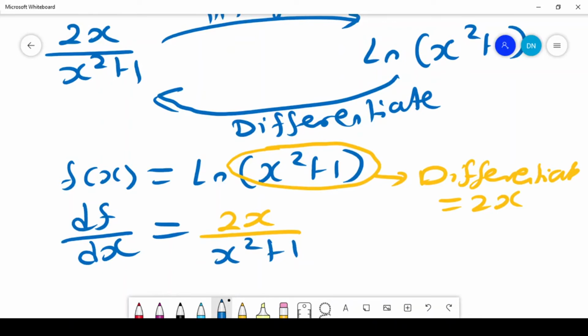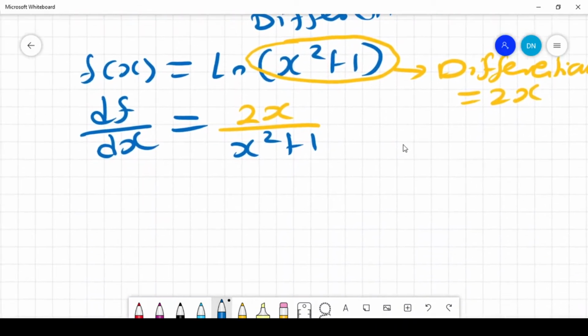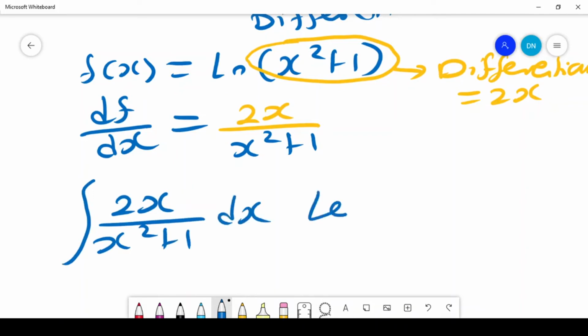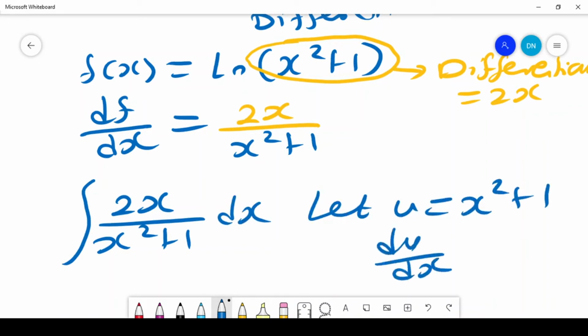So I've seen that if I differentiate ln of x squared plus 1, I get 2x over x squared plus 1. What about if I do the integral part? So if I integrate 2x over x squared plus 1 dx, I let u equal x squared plus 1, and then du/dx is equal to 2x. And what does that give you?